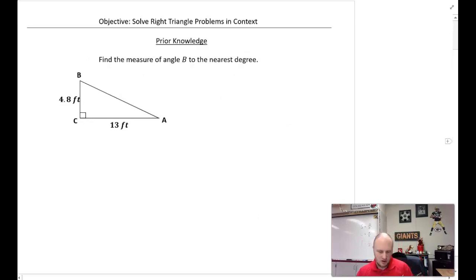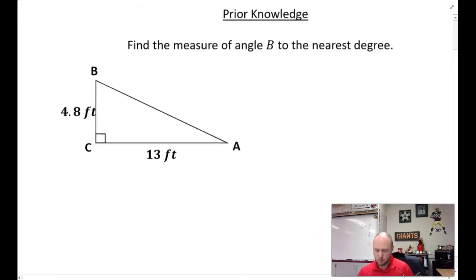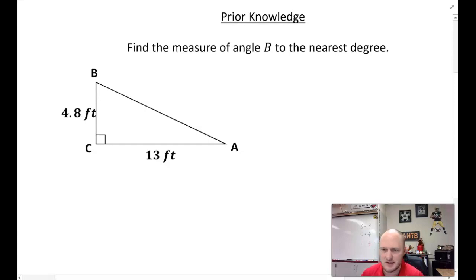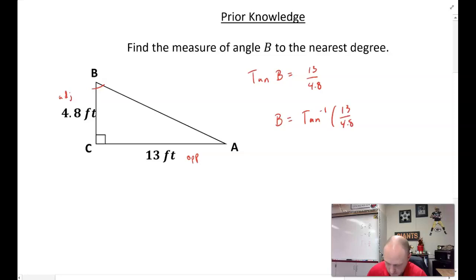Prior knowledge: if you had to find the measure of angle B, what is it? Round to the nearest degree. Well, a reminder, here's B. They give us the side that is opposite and the side that is adjacent. So that is going to be tan of B is equal to 13 over 4.8. Now this is an angle, so we're going to use tan inverse of 13 over 4.8.